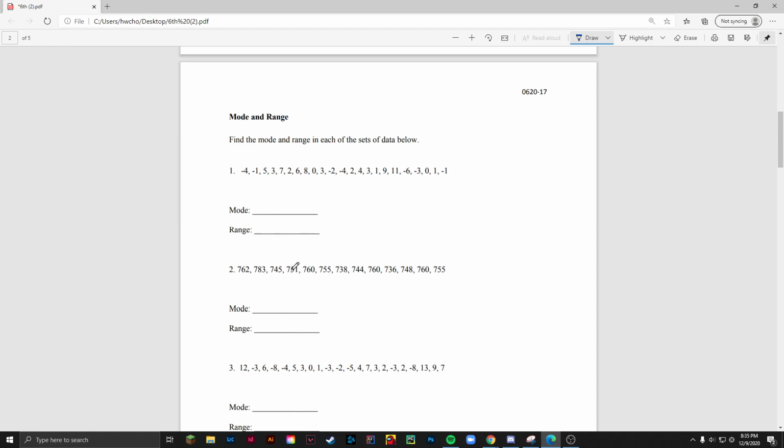Alright, let's go over the second page. The second page talks about the mode and the range of each set of data below. So, what you have to know, some terminology. Mode is the number that appears the most in a set of data. It'll make a little more sense when we go into it. And range is the largest number minus the smallest number. The largest number in the set minus the smallest.